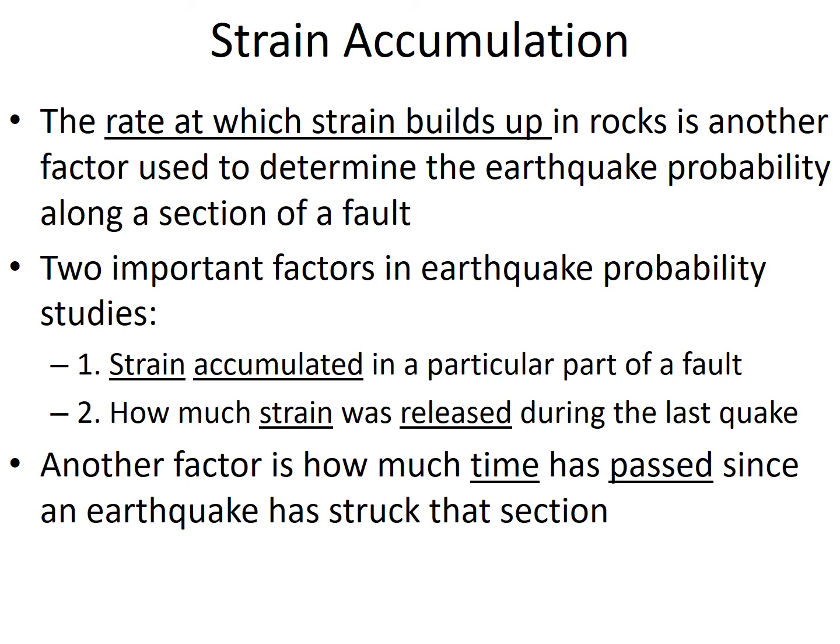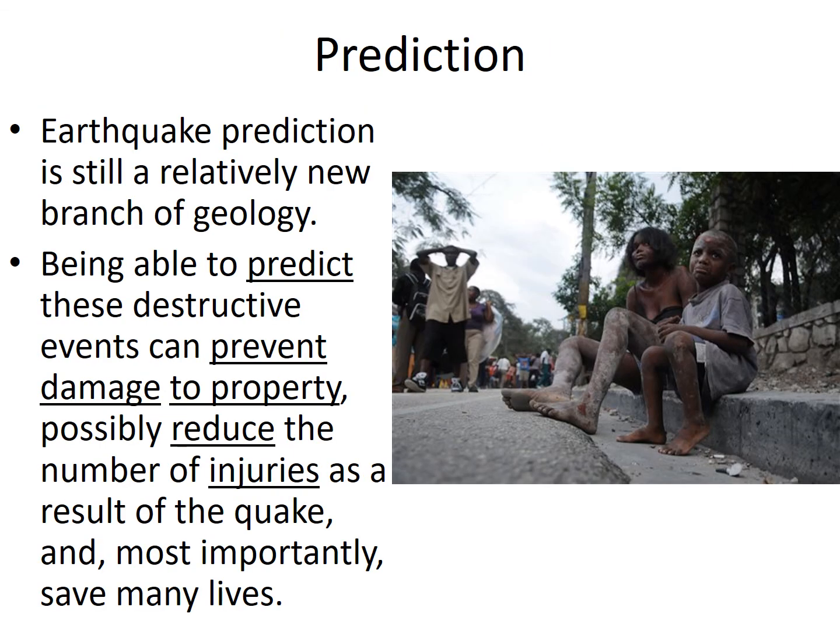Strain accumulation is the rate at which strain builds up, and two factors affect that. The strain accumulated in a particular fault increases earthquake probabilities, and how much strain was released during the last quake. And another factor is how much time has passed since an earthquake has struck that section of a fault. Earthquake prediction is relatively new. It's something that people are actively working on. And the ability to predict could help us prevent damage to property, reduce the number of injuries, and most importantly, save lives.